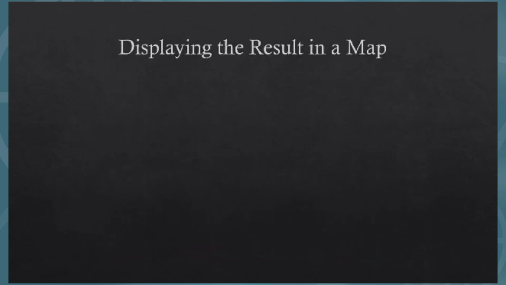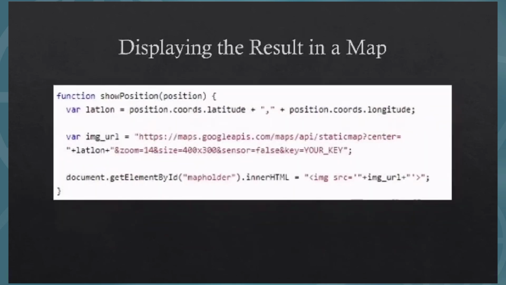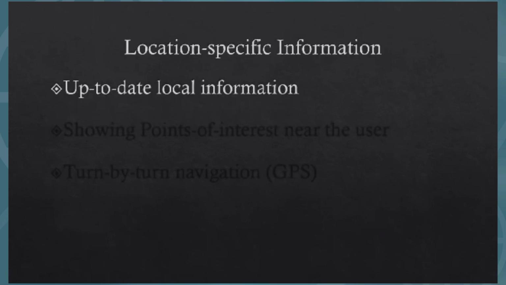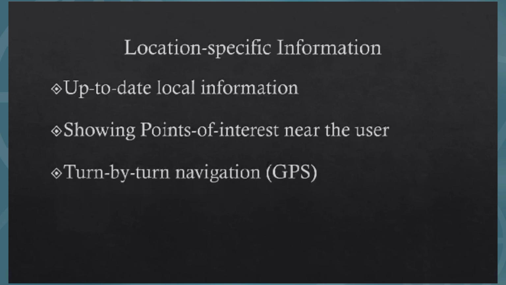Next is displaying the result in a map. To display the result in a map, you need access to a map service like Google Maps. In this example, the returned latitude and longitude is used to show the location in a Google map using a static image. In location-specific information, geolocation is very useful in this field, like up-to-date local information, showing points of interest near the user, and turn-by-turn navigation or GPS.